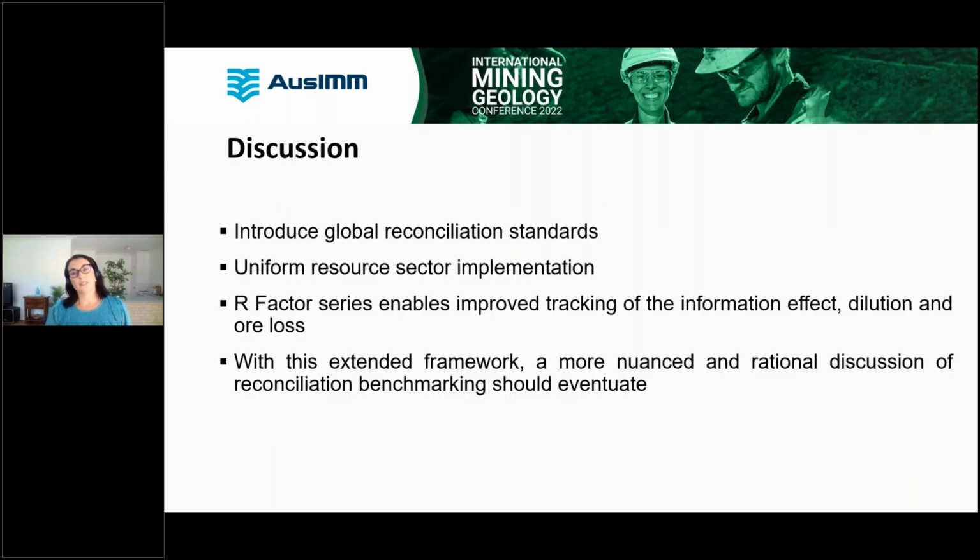So whereas numerous attempts have been made to introduce global reconciliation standards, only where they offer actionable insights are they likely to be uniformly adopted by the mineral sector. We don't want to be trying to report on something that's just meaningless. It's just another thing to report on. It's got to give us some value. And we believe that this new R factor series presents those new opportunities for standardisation.